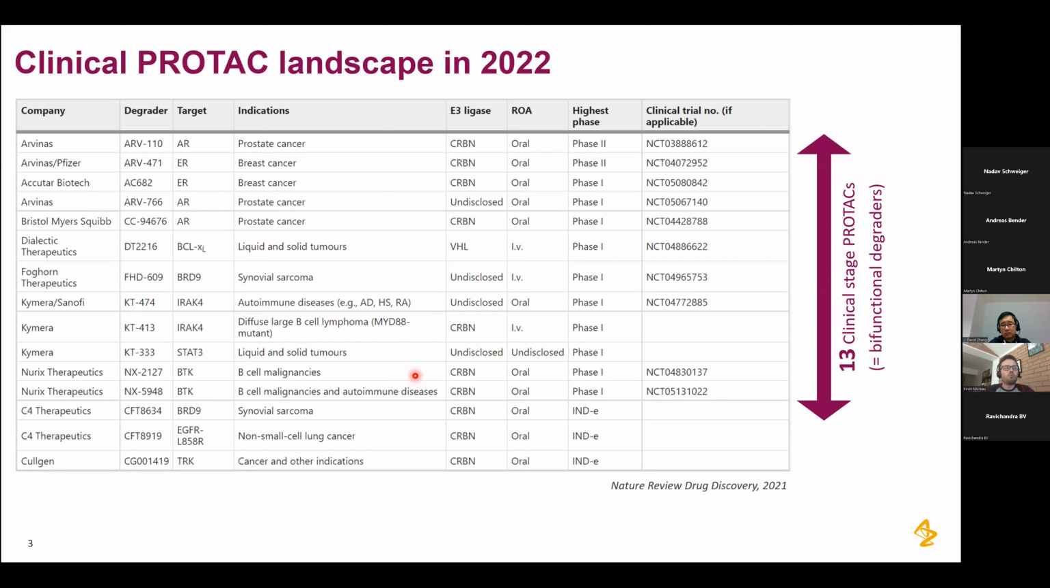The PROTAC field is blooming, and it comes from an academic discovery about 20 years ago, but is now in the clinics. This is from a review that was published last year, showing the compounds that are in clinics or in clinical trials. The most advanced compounds are from the biotech company Arvinas, who are in phase 2 with a degrader targeting the androgen receptor for prostate cancer and an estrogen receptor degrader to treat breast cancer. They were in front in leading this PROTAC modality, but now, as you can see in this table, there are about a dozen compounds in clinics or entering clinical trials targeting various proteins.